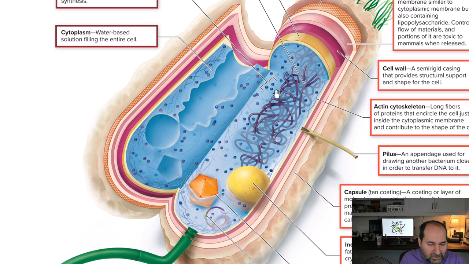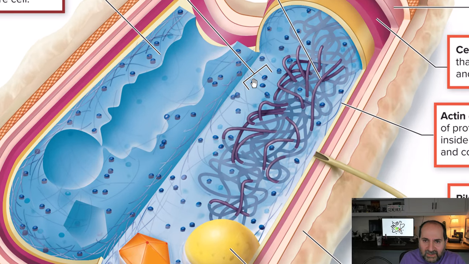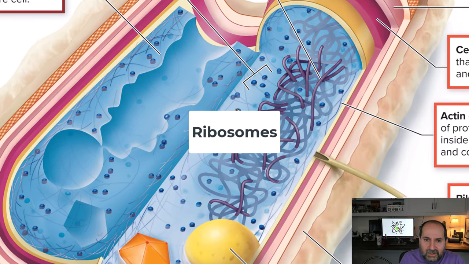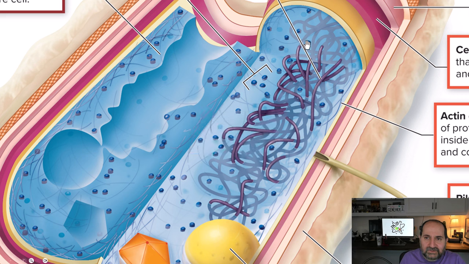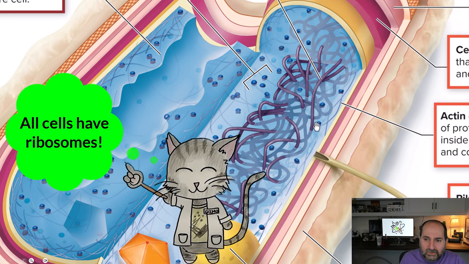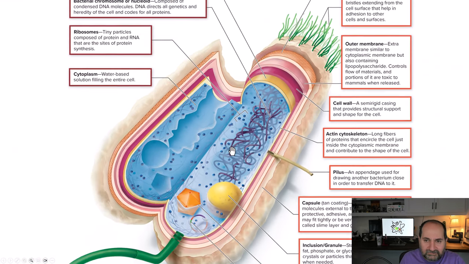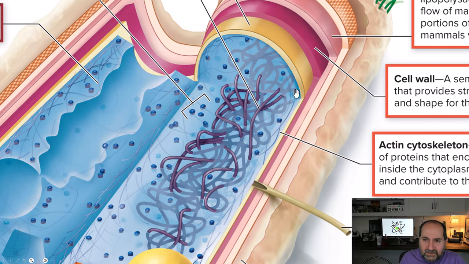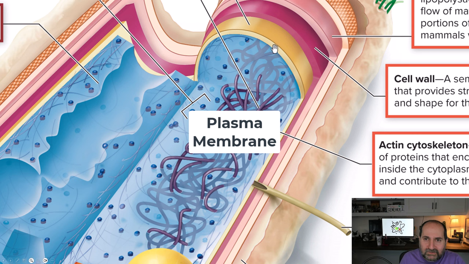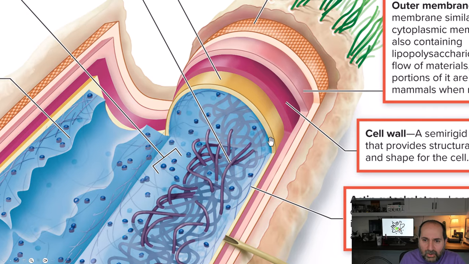These other little blue dots here represent ribosomes. Bacteria, archaea, and eukarya all have ribosomes. All cells have ribosomes. Ribosomes are there for synthesizing proteins; they're essential for making proteins. As well, all cells also have a plasma membrane. See this in gold here? That's the plasma membrane. All cells have some kind of plasma membrane.